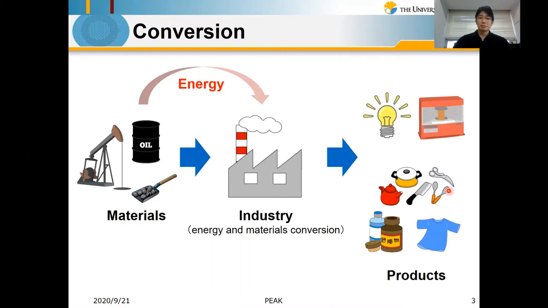Between materials and products, there are several industries. In there, materials are converted to products which we want. Some materials are directly converted to the products, others change their formula by chemical reactions with energy. Energy is also provided by materials. My research, chemical engineering, must industrialize these chemical conversions. Thus, it is necessary to understand the properties of materials and products with conversions in industries.